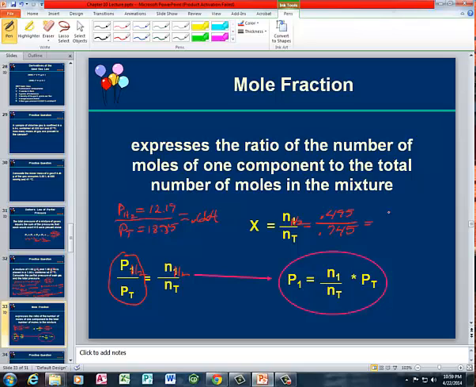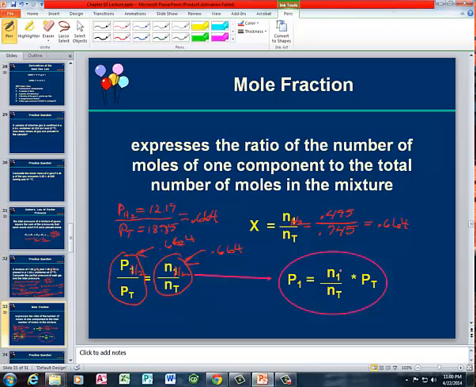So we're going to go ahead and calculate the mole fraction. That's going to be 0.495 divided by 0.745. And again, we get 0.664 for our ratio. So it's true. The pressure fraction, the partial pressure of one component gas divided by the total pressure, is equal to the mole fraction. And both of these are equal to 0.664. That's their ratio.